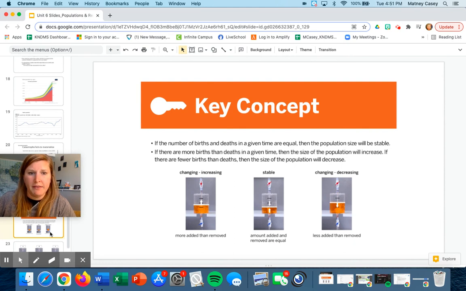Also want you to add these two bullet points. You don't need to draw the diagrams. Just make sure you get the words written down also on page 3 of your science notebook. If the number of births and deaths in a given time are equal, then the population size will be stable. If there are more births than deaths in a given time, then the size of the population will increase. If there are fewer births than deaths, then the size of the population will decrease. Once you get those copied down and these questions answered, you can go on to your exit ticket. Good luck.